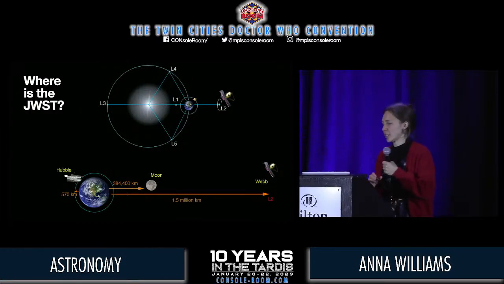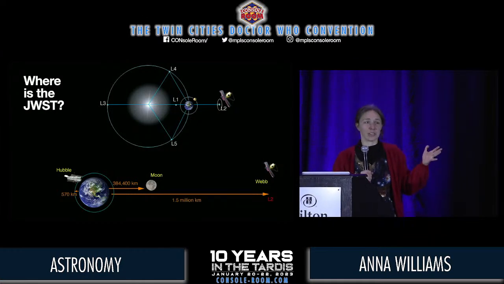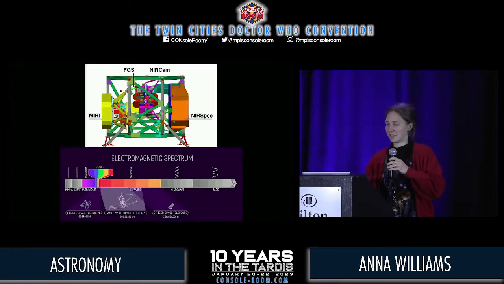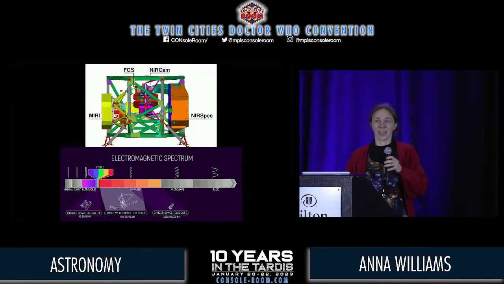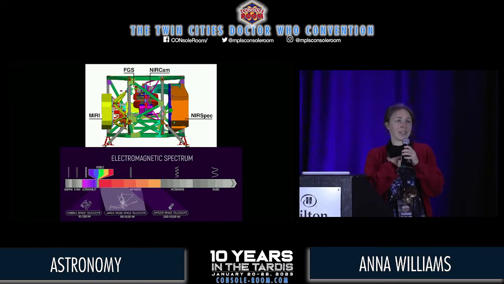Blind spots of JWST, right. So yeah, what can't JWST do? Well, JWST can't do anything outside of the near infrared. So if we think about the electromagnetic spectrum, all of my research relies on radio telescopes, right? I can't study magnetic fields with the JWST.